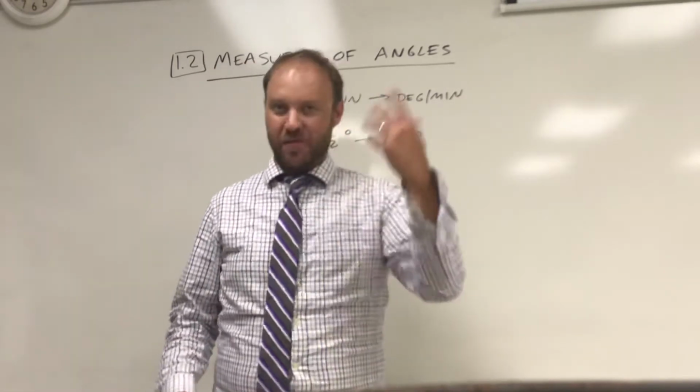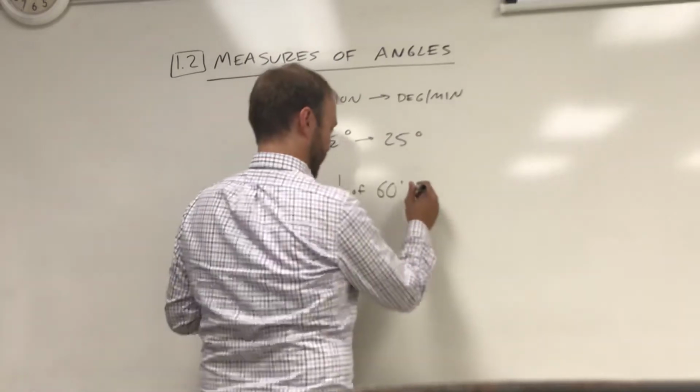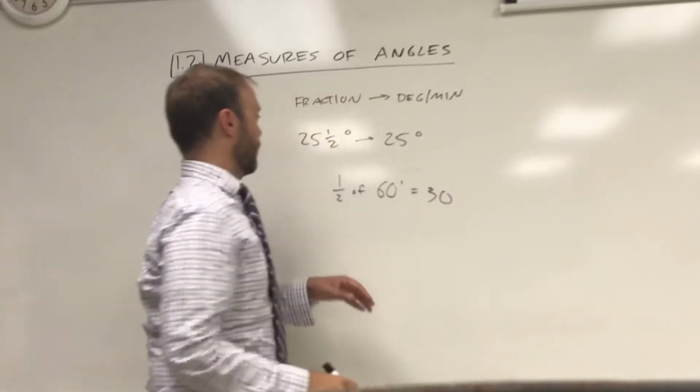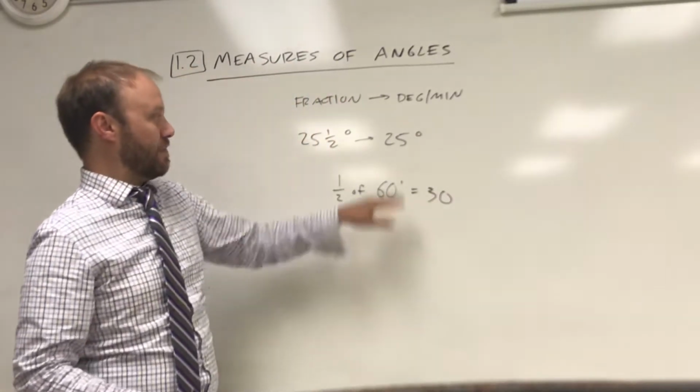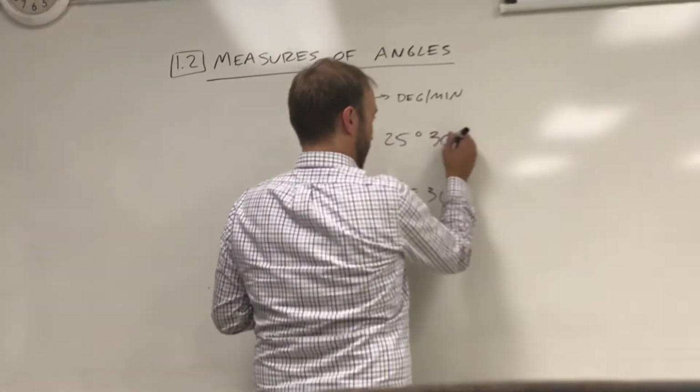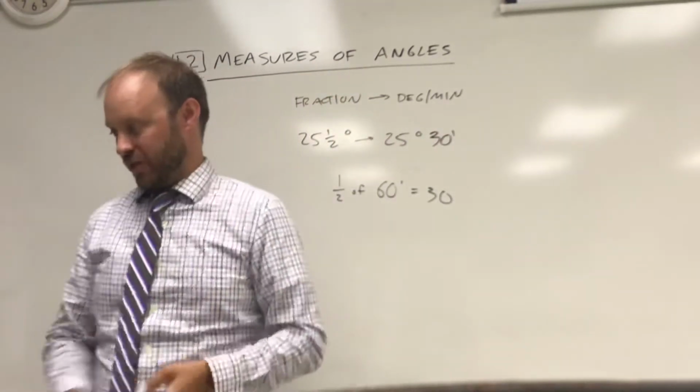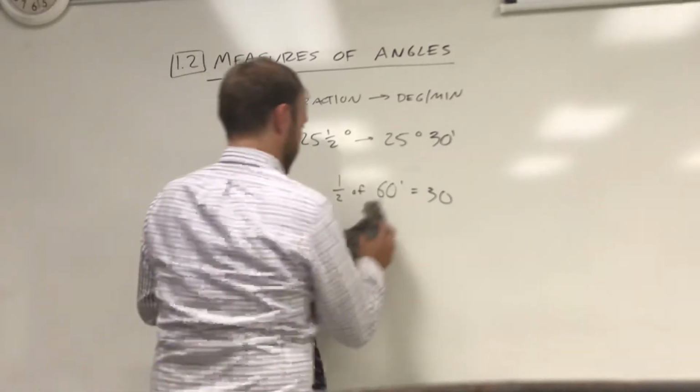And of course, off the top of your head, you probably know half of 60 is equal to 30 minutes. So we could say 25.5 degrees is the same thing as 25 degrees and 30 minutes, okay? That's what that would look like. Now, this can be pretty easy.